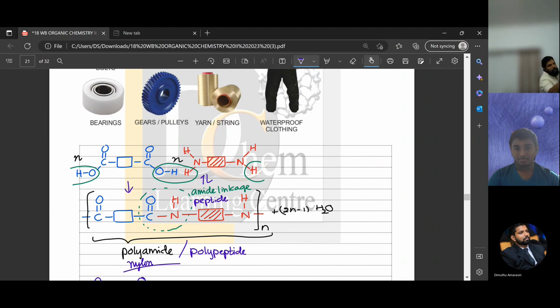Water molecule, so that's why you guys have to get the concept of condensation reactions right.